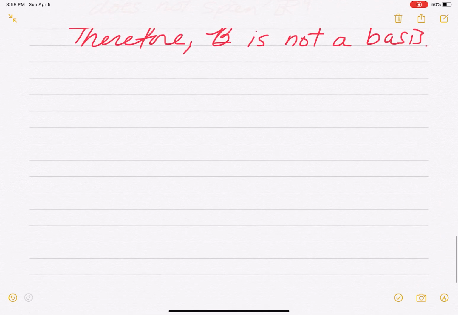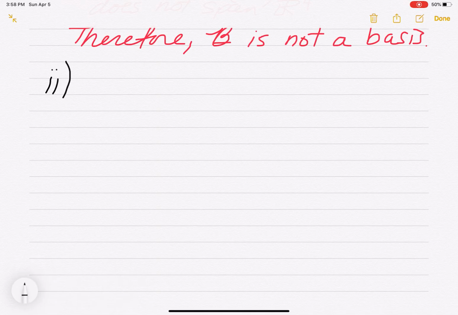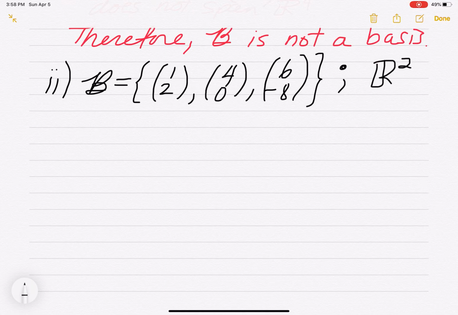Something else. Here we go, number 2. What do we got? We got B is a set of vectors consisting of 1, 2, 4, 0, and 6, negative 8. And we're asking, is that going to be a basis for R2? In other words, can you take any vector in R2 and write it as a linear combination of those 3 vectors, and is that set of vectors linearly independent?